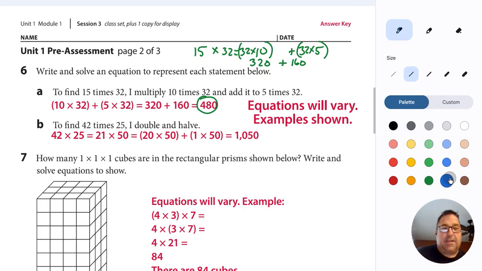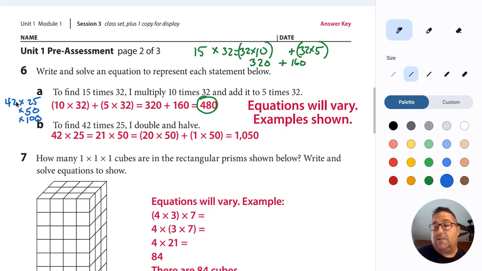Again, I like to kind of stack these. So again, we can do 42 times 25. Now, I also talk in class, if we have a 25, we can double and have it twice and multiply by 100. So if I double 25, we get 50. And double that, we get 100. Sweet. So now I can cut 42 in half twice, if I can.